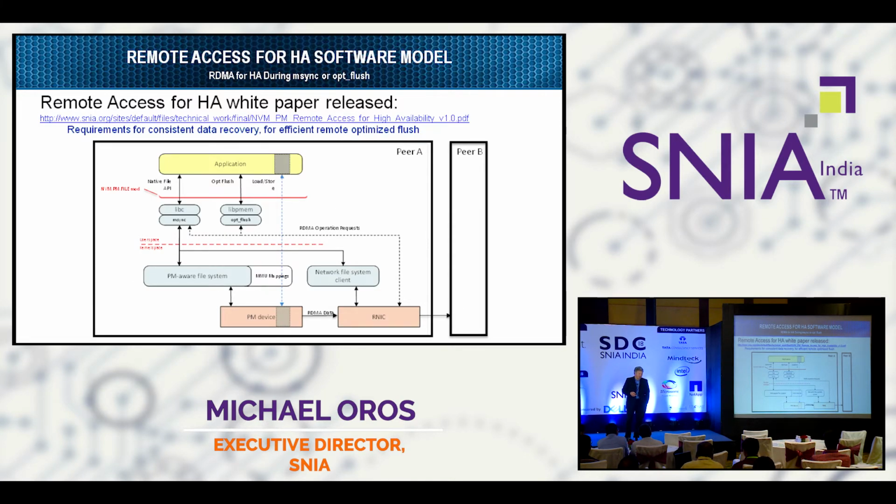On the remote access for high availability, there is a white paper that the technical work group has already published. There's the link for that. It essentially explores the requirements for consistent data recovery and the efficient remote optimized flushes. Yes, it works today, but there's all sorts of things that we can do to make it faster. How do you actually reduce the latencies between the confirmed completions, et cetera, to make this process and experience be extremely fast and as seamless as possible to the application.